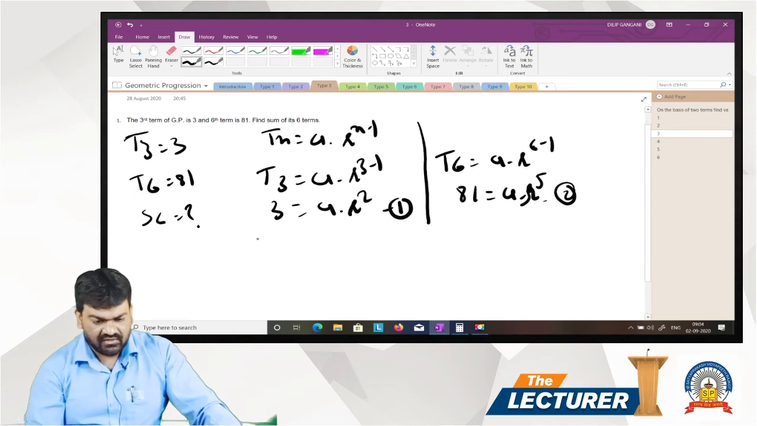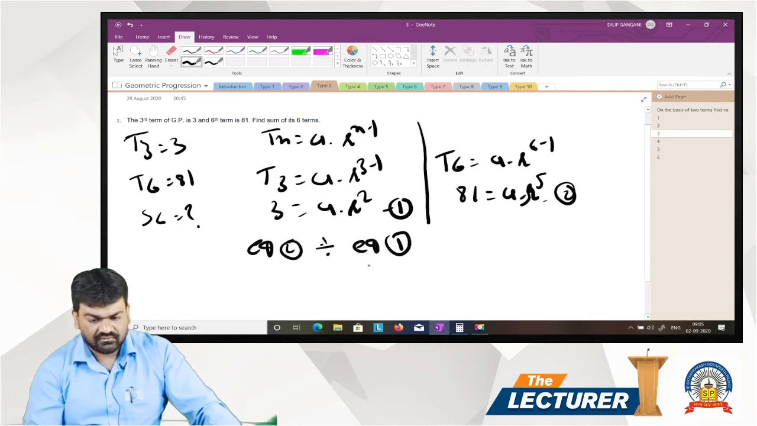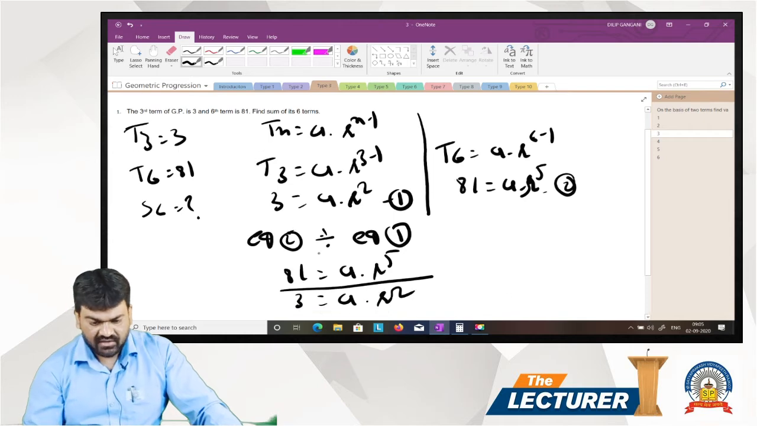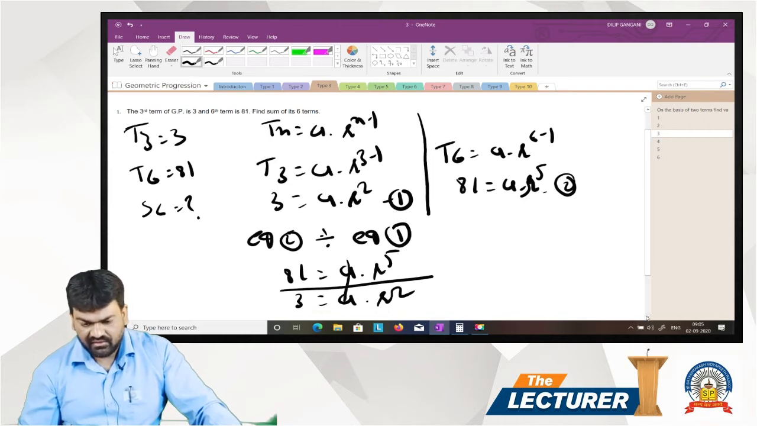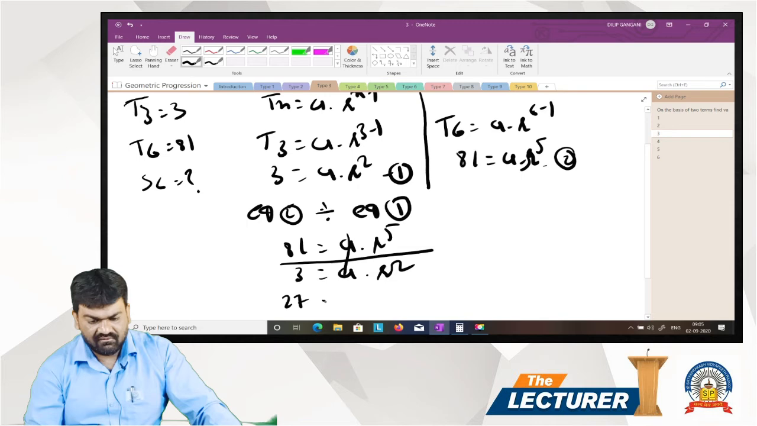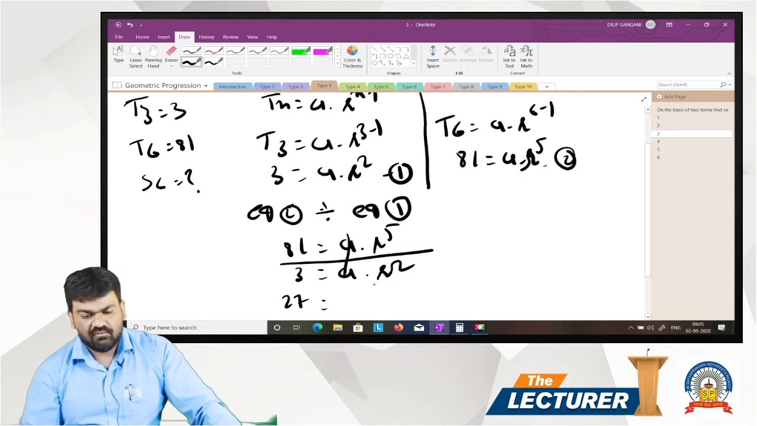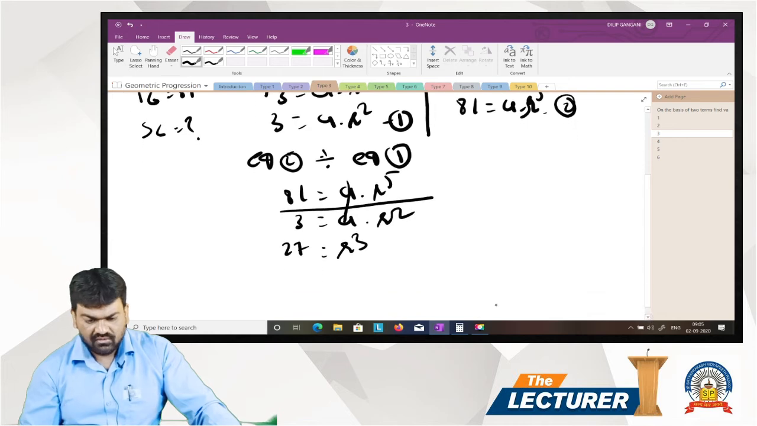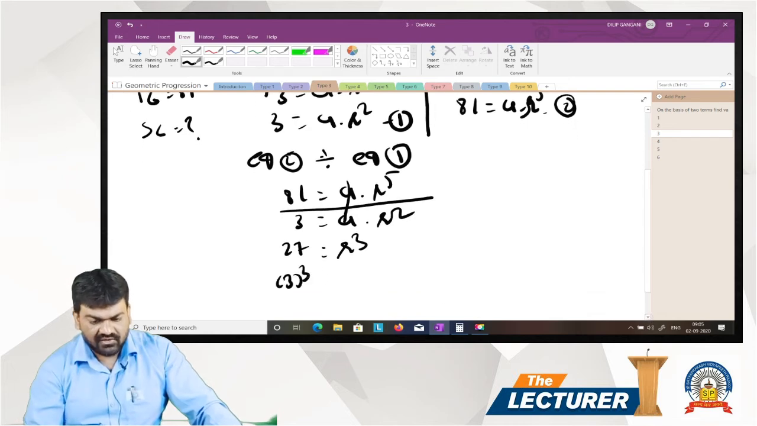Now the bigger equation, that is equation 2 divided by equation 1. 81 is a r raised to 5 divided by 3 is a r squared. a cancels. 81 divided by 3, that is 27. r raised to 5 minus 2, that is r cube. So r cube is equal to 27, which is 3 cube. So r is equal to 3.